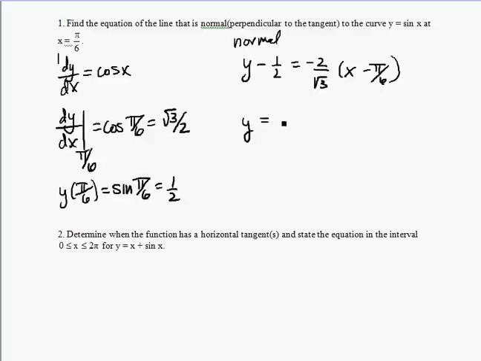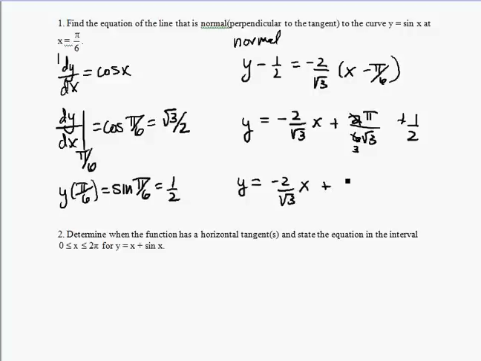Distribute the negative 2 over radical 3, so you get negative 2 over radical 3 x plus 2 pi over 6 radical 3 plus a half. The 2 and the 6 cancel, I'm left with 3. So we get y equals negative 2 over radical 3 x plus pi over 3 radical 3 plus a half. And that's good enough for me.